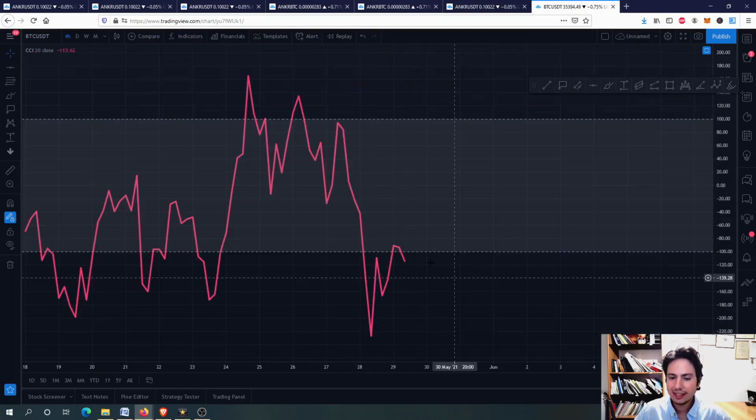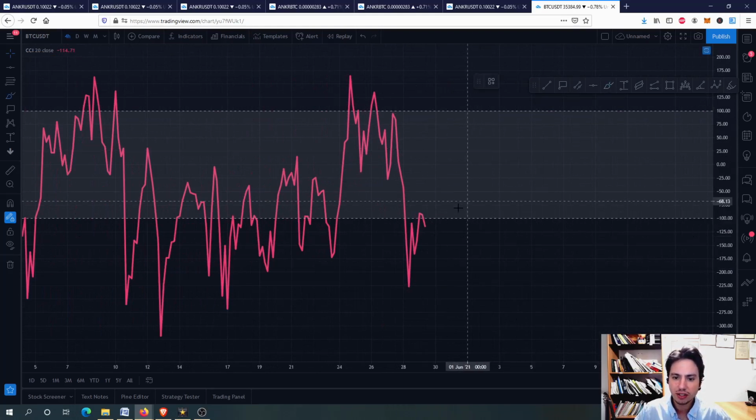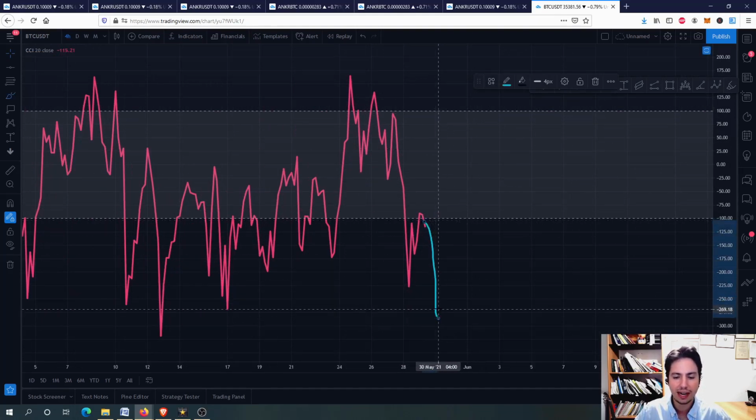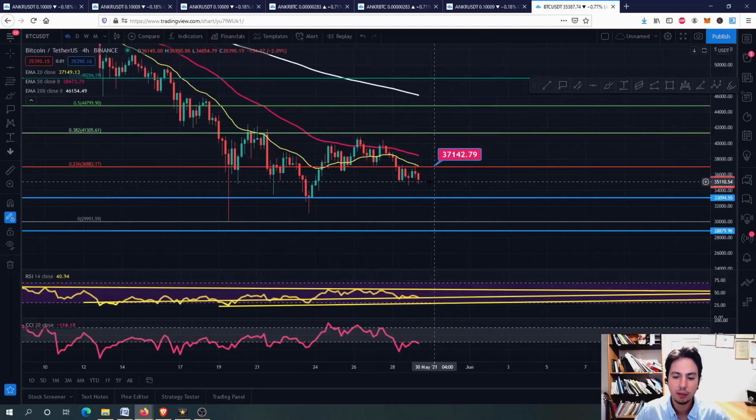The commodity channel index is way below minus 100. If we go further down from here, even lower below minus 100 on the commodity channel index, then yes, we might see eventually Bitcoin crumbling.